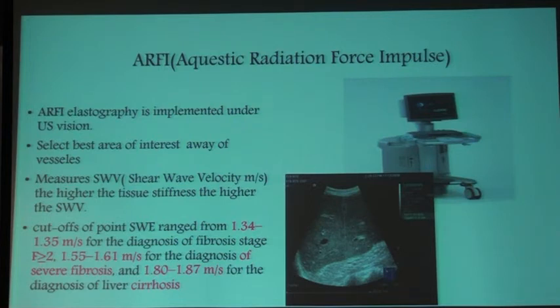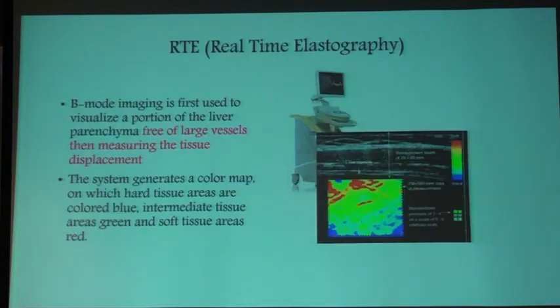Another machine is the acoustic radiation force impulse, which is ARFI, which is also present in our country and in our department as well. It is done under ultrasound vision. Select the best area of interest. We apply to an area of interest of the liver, and at that area we can measure the shear wave velocity in meters per second. The higher the tissue stiffness, the higher the shear wave velocity. And we have, of course, different cutoffs.